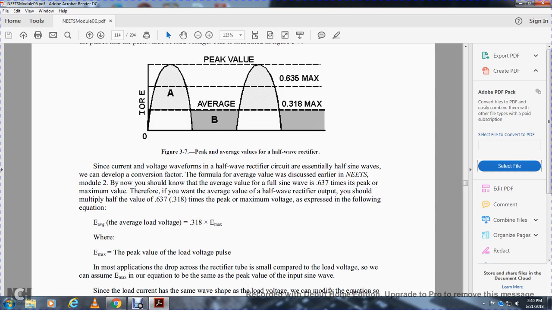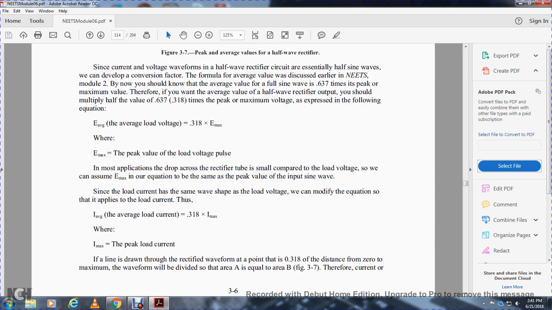The average load voltage is equal to 0.318 times the maximum voltage, where the voltage maximum is equal to the peak value of the load voltage pulses. In most applications, the drop across the rectifier tube is small compared with the load voltage. So you assume the voltage maximum in the equation is the same as the peak value of the input sine wave. Since the load current has the same wave shape as the load voltage, you can modify the equation to apply to load current. Thus, the average load current is 0.318 times the maximum current, where maximum current is the peak load current.